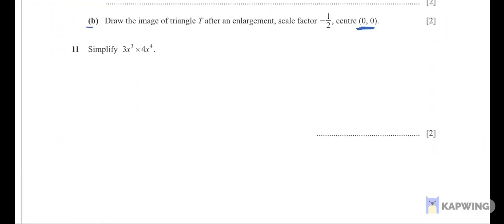Question number 11. Simplify. We want to simplify this. So 3 will be multiplied with 4, going to be 12. x cubed with x power 4. You know, when they're multiplied, their powers will add. It will become x power 7. So 12x power 7.